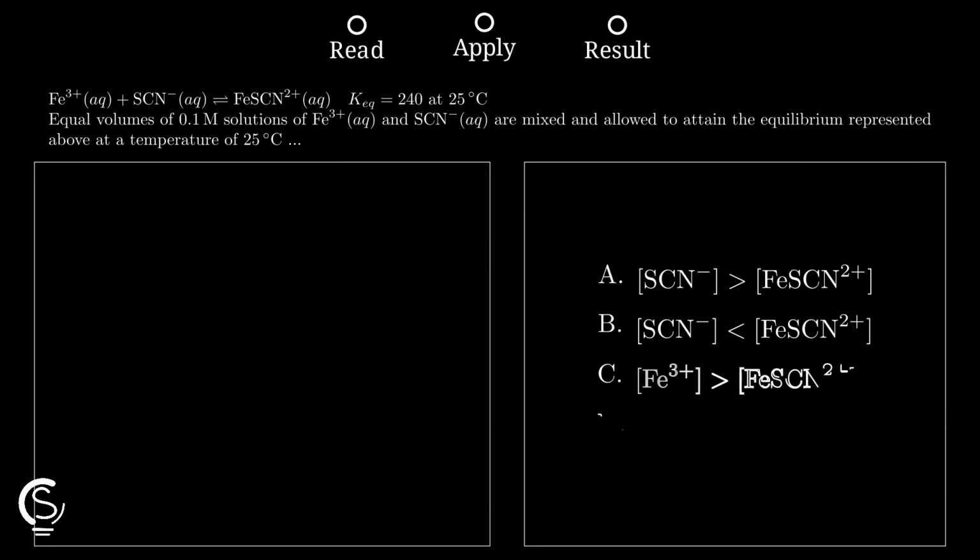First, we mix equal volumes of our reactants, which immediately cuts their initial concentrations in half. Both iron and thiocyanate start at 0.05 molar before the reaction begins.